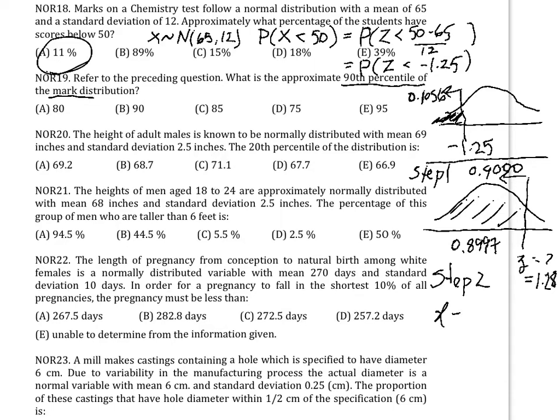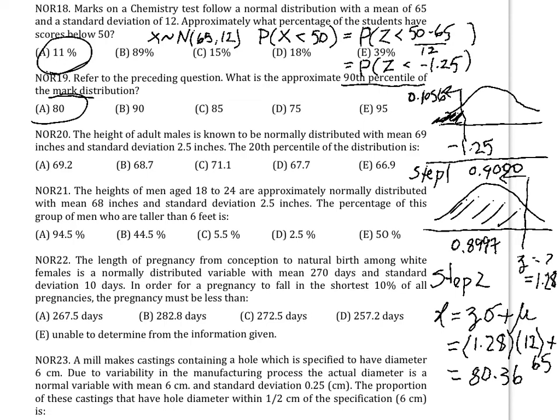What's the grade is Z standard deviations from the mean. Putting everything together, Z is 1.28. Standard deviations is 12. And the mean is 65. And you add all of that up, and you get the answer 80.36, which corresponds to answer A.